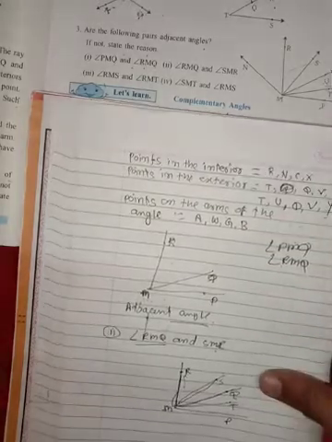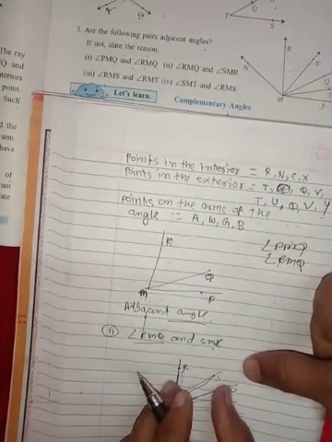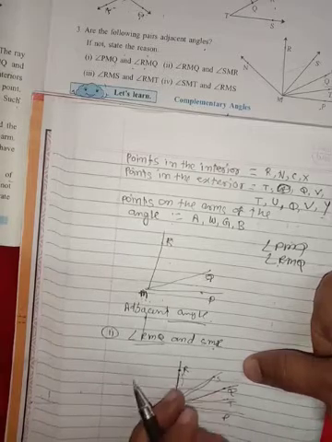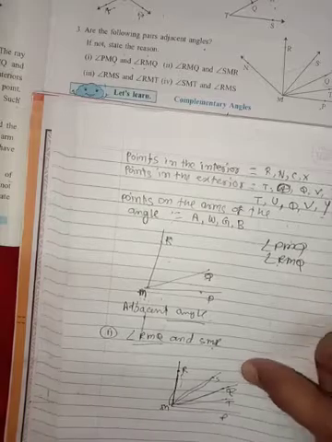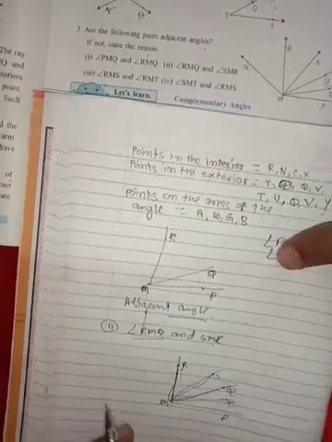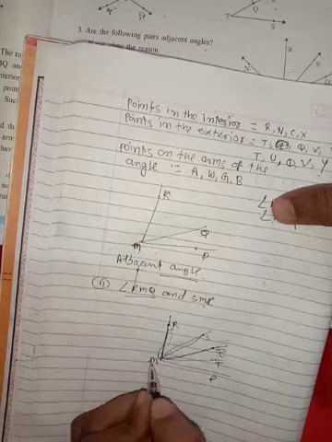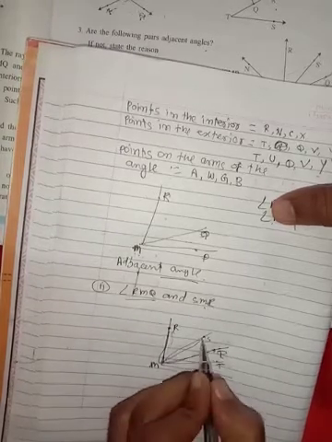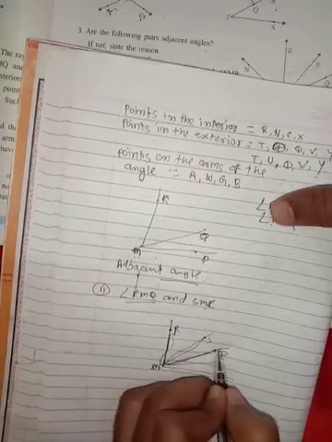so it is not an adjacent angle because they do not have separate interior points. Look here: angle RMQ and angle SMR, so this is the bigger angle of this angle.